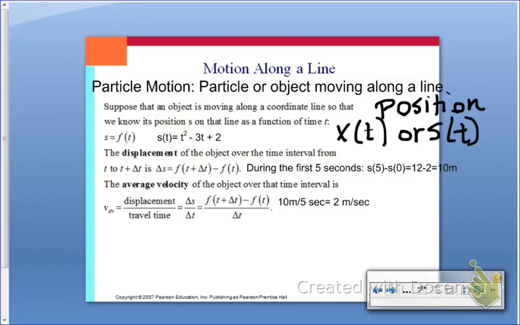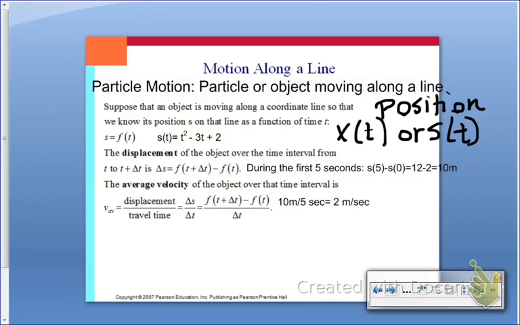Displacement is very simple. Displacement is just where the object is over time. Where is it displaced? So to figure that out, my example is s of t equals t squared minus 3t plus 2. That's the position function that we would be looking at. During the first 5 seconds, we're looking for its displacement. So in other words, where is it over the first 5 seconds, or how far did it go? So we take s of 5 minus s of 0. We always assume on these that unless otherwise given, the initial value is at 0.